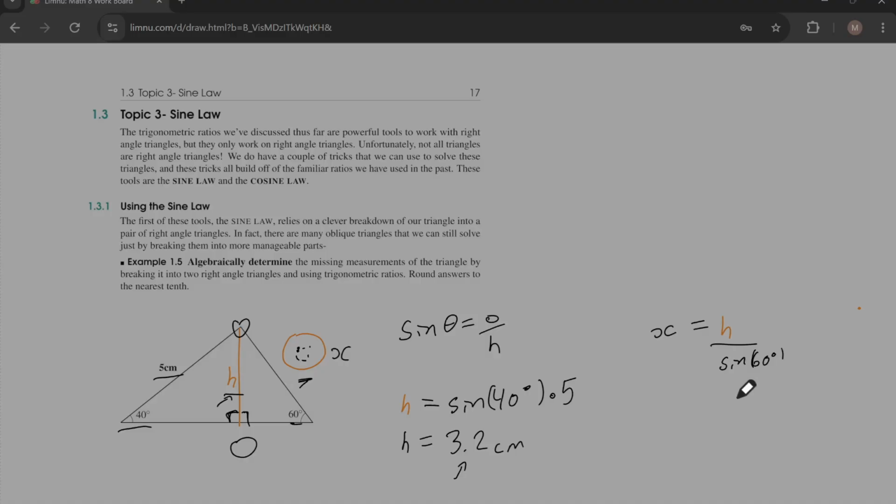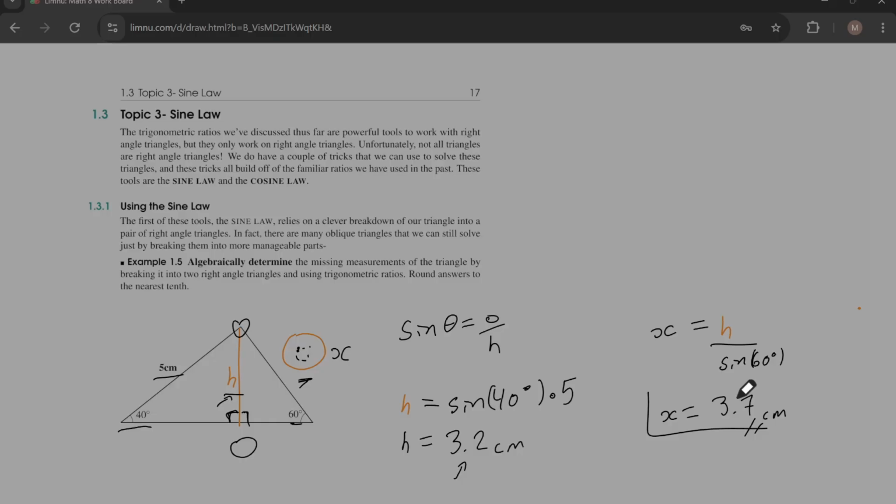If you're wondering where that formula came from, spend a minute reviewing your trig ratios and how you can reorganize them algebraically, and that'll help you out. So I'm just taking H and dividing it by sine 60. And that will give me a value where X is equal to 3.7, rounding to the nearest tenth. So this is my value for X.